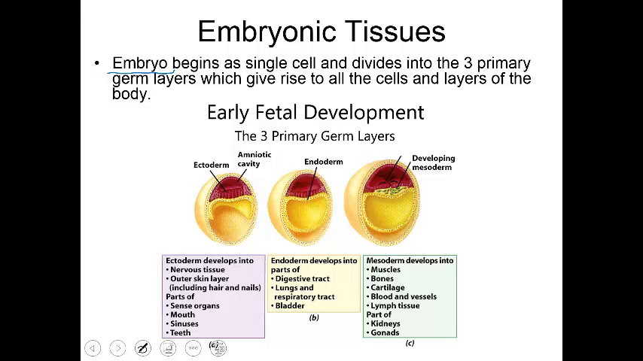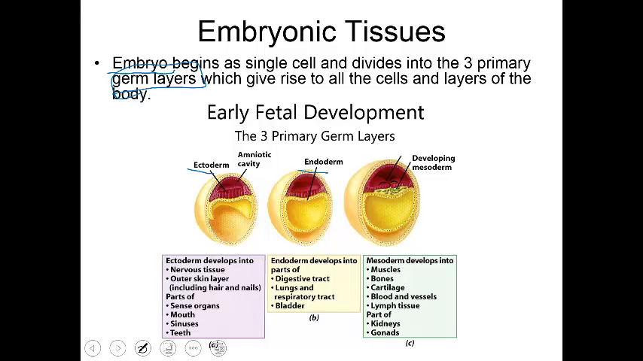Now the embryo begins its journey as a single cell, and it divides by mitosis into 3 primary germ layers. So you can refer to the germ layers as kind of like the primitive or the rudimentary layers from which any and every adult tissue is going to form. And there are 3 germ layers. So think of a ball of cells. This ball of cells starts to divide, and it first divides into an outer layer and an inner layer. So anytime you have an outer something, it is referred to as an ecto. Inner is referred to as endo.